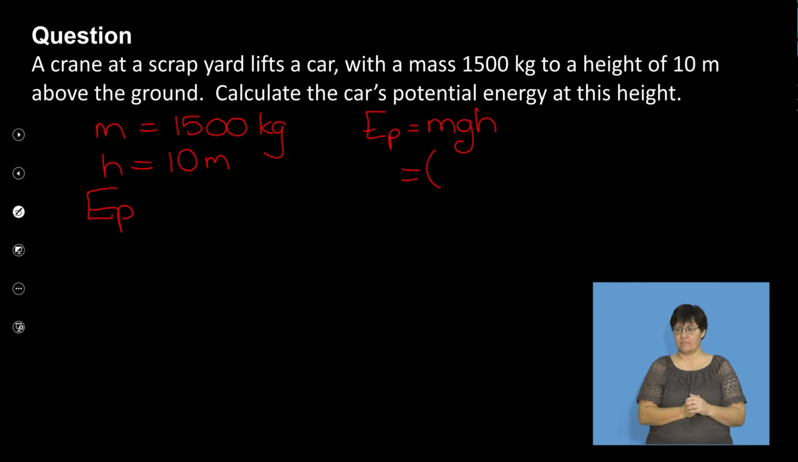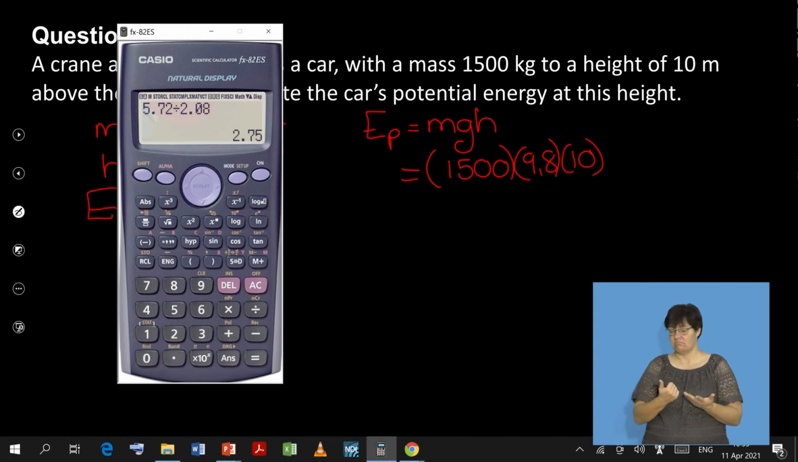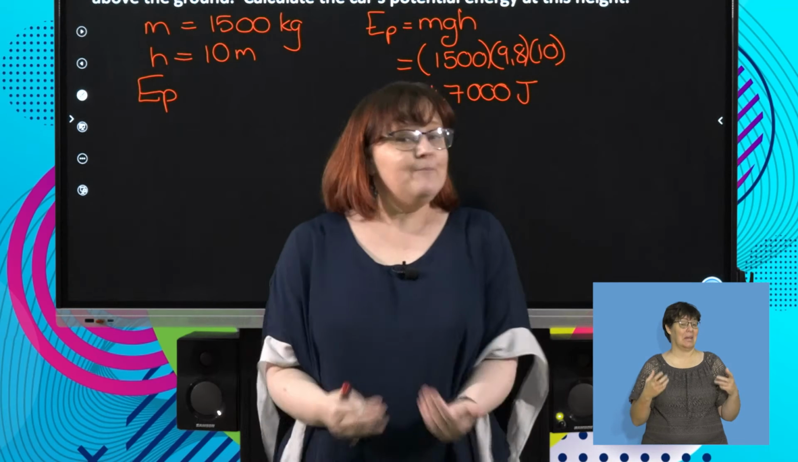So, 1,500 times 9.8 times 10. Now, we definitely can't do this in our head. So 1,500 times 9.8 times 10. Wow, 147,000 joules. It's a big number. I'm okay with that number.